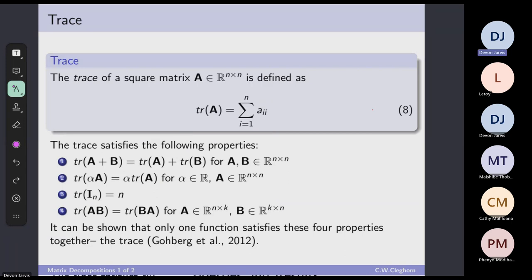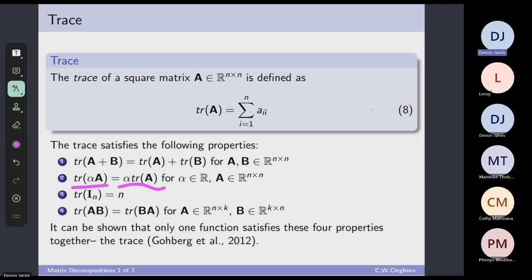All right, and so it satisfies a couple of properties. Firstly, if you have A plus B, then taking the trace of that is the same as first doing the trace of A plus the trace of B. And that's just coming from the fact that scalar addition is commutative and associative. So that's fairly straightforward. Similarly, if you're multiplying all of the elements of A by alpha, then you've multiplied all elements along the diagonal by alpha, so you can just factor it out, and it's the same as multiplying the trace of A.